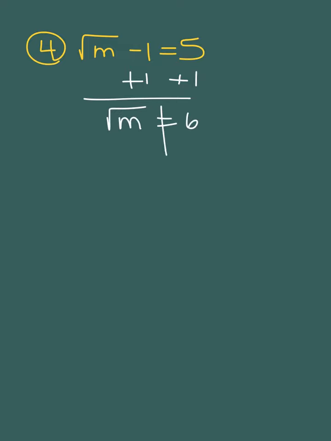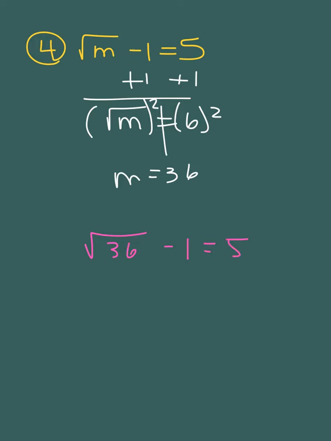The square root of 36 minus 1 is equal to 5. The square root of 36 is 6. 6 minus 1 is equal to 5. So I know that m is equal to 36.